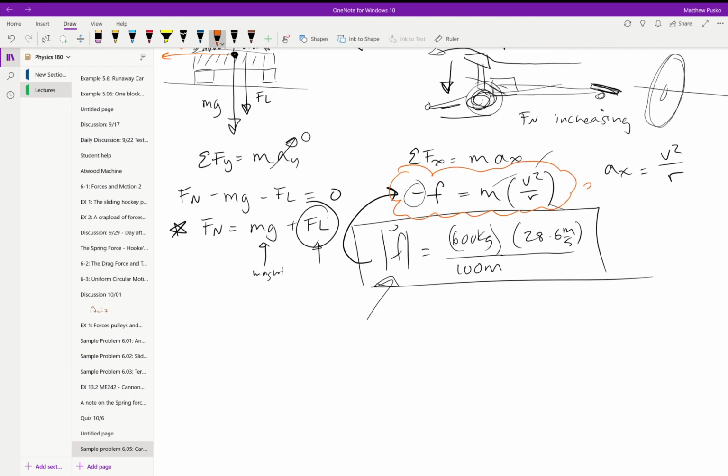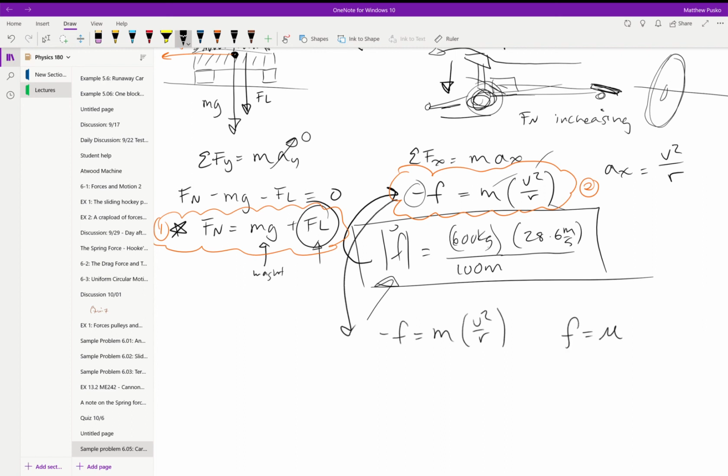Say this is equation number 2, and this is equation number 1 right here. So we can rewrite this equation. I'll go ahead and copy it down. Minus frictional force is equal to mass times v squared over r. Remember, the frictional force is equal to mu times the normal force. In this case, it's static because our vehicle is going around the corner without skidding.